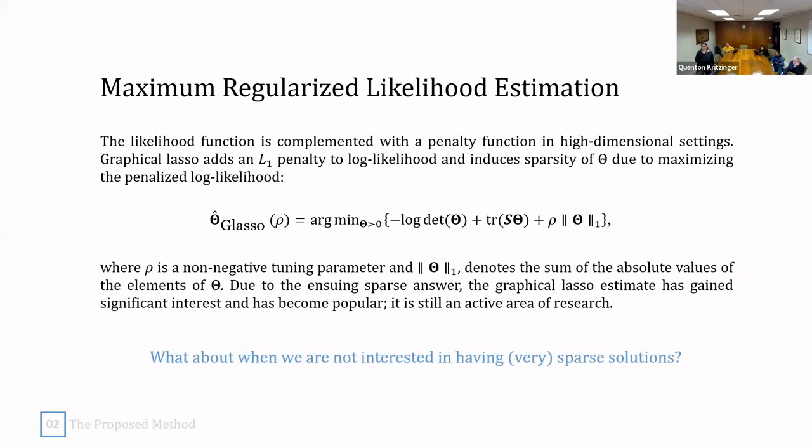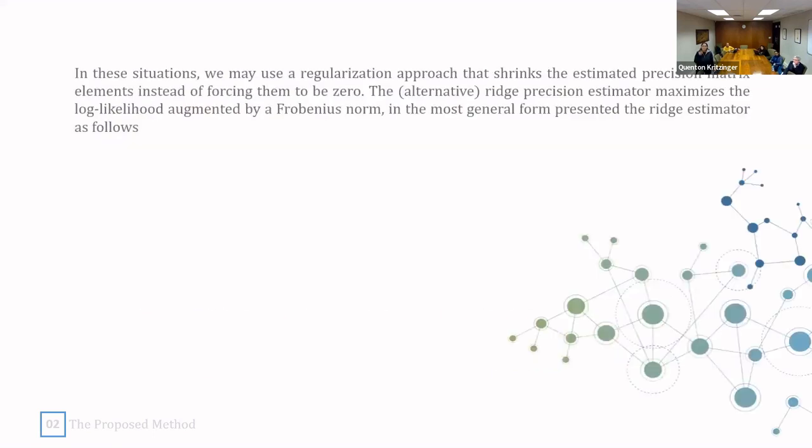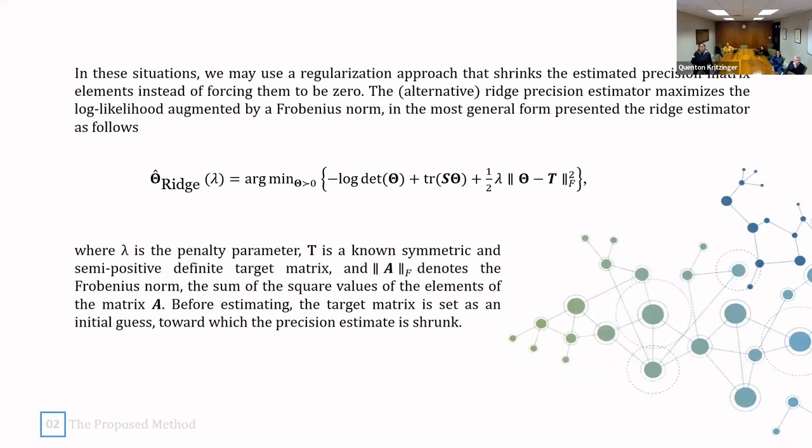And the question here is, if I don't want to have a sparse solution, what can we do in the high dimension case? We can consider another penalty like a Frobenius norm penalty. You can see a general form of the ridge estimator, and in some other documents, the definition of the general case of ridge. They use a Frobenius norm. And also T here is a target matrix. It means that we have prior knowledge about the precision matrix and we want to shrink the difference between the estimator and that target matrix. So we can use this. And what about our proposed method?